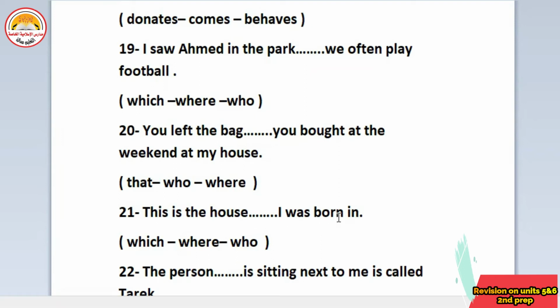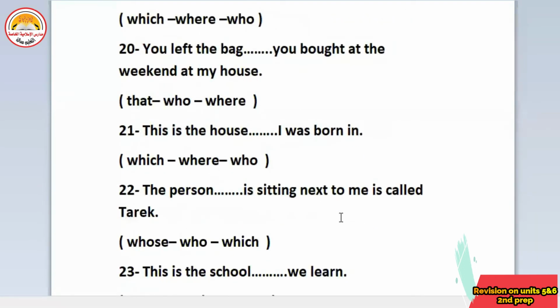Number 21, Malik Ashraf. This is the house which I was born in. Where? Are you sure? It should be where because the house is a place.